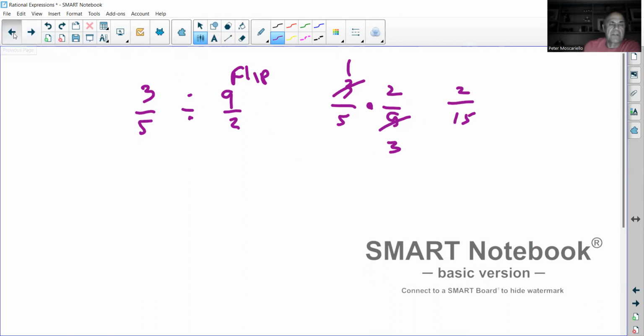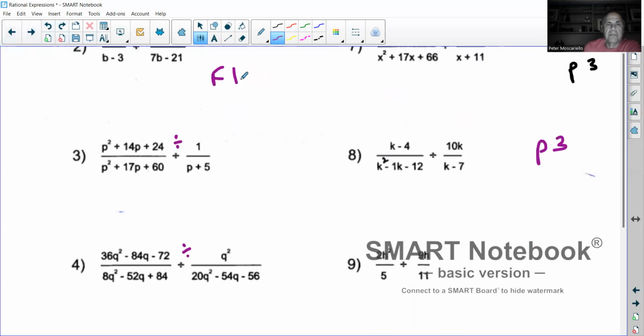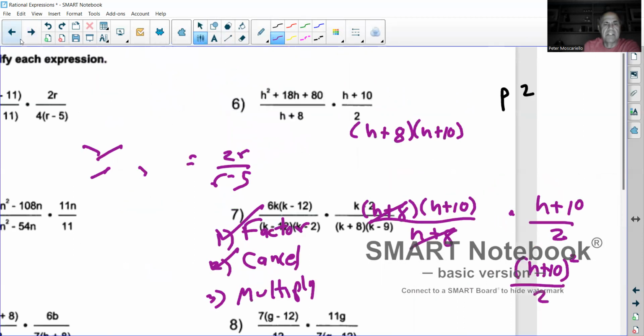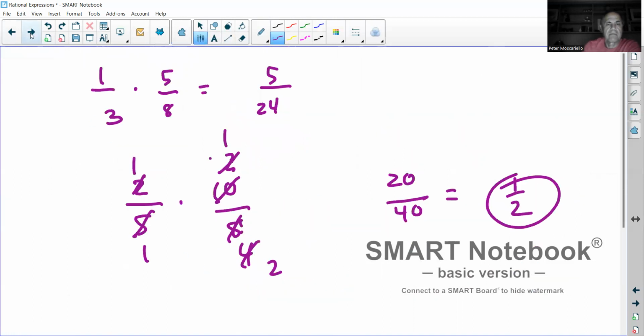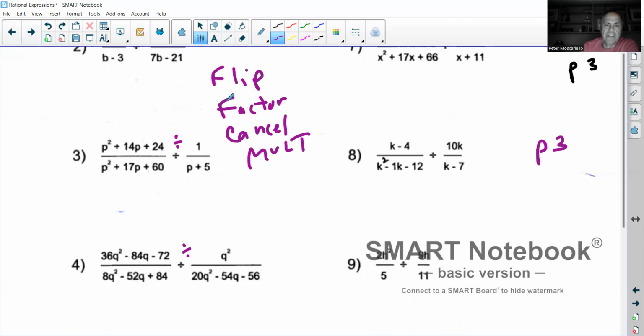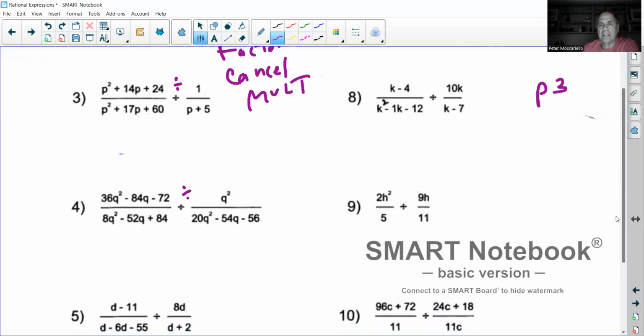So how do we divide? We flip, we factor, we cancel, we multiply. Same steps as here, except we flip first. Suppose you can factor first, but I think you want to flip first so you don't forget it. So let's look at one like number 8.